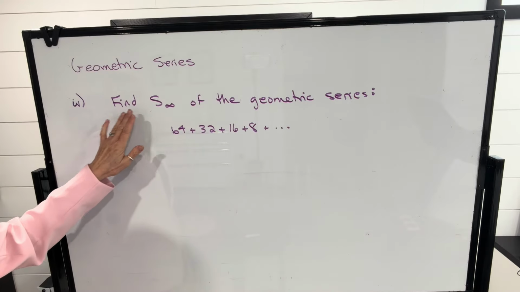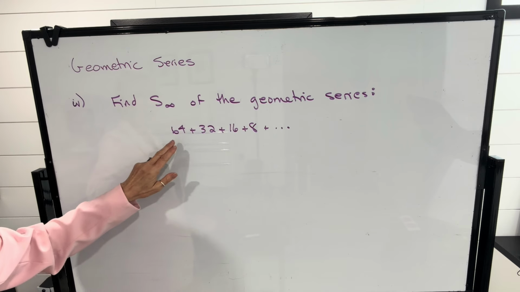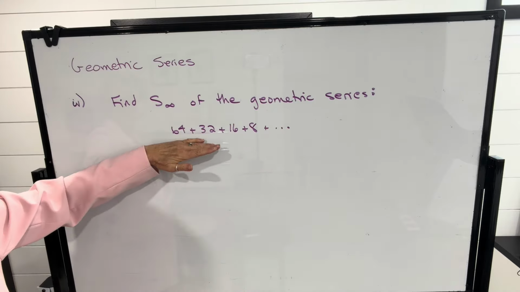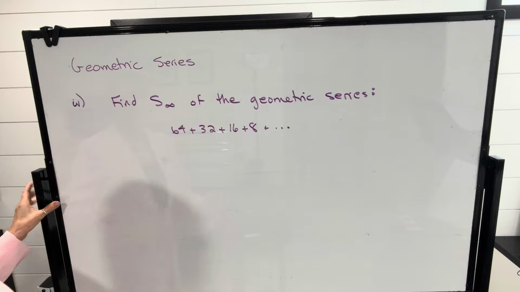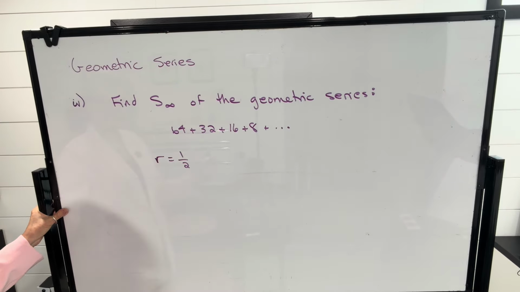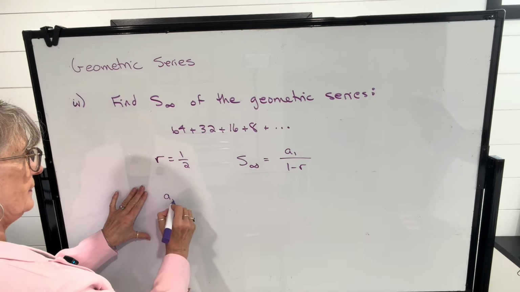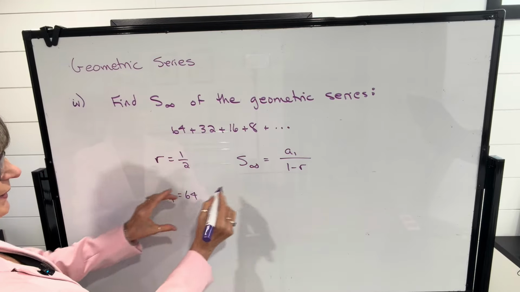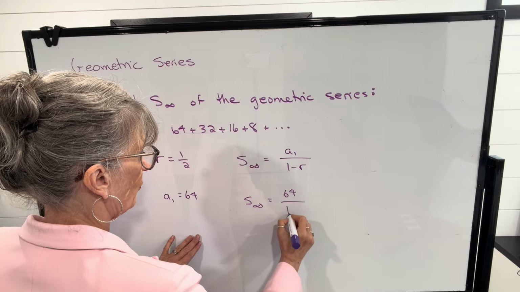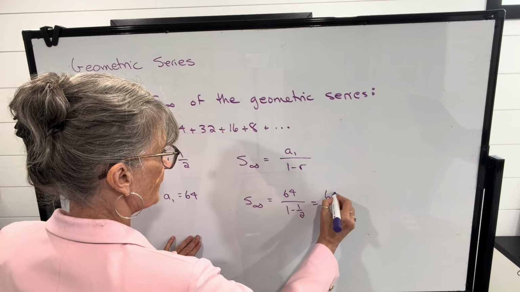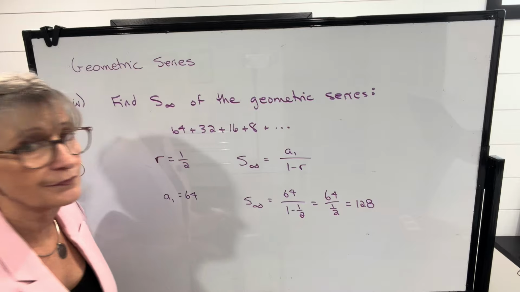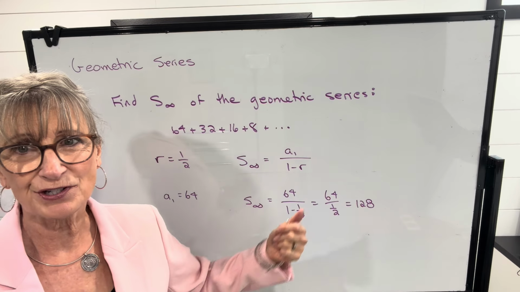Next example says find the infinite sum of the geometric series 64 plus 32 plus 16 plus 8 plus, and so on. So this is the example that we just did. We found that r was equal to 1/2. So because this value is less than 1, I know that this formula is going to work. We know a sub 1 is 64. So let's plug these into our formula. We get 64 divided by 1 minus 1/2, which is 64 divided by 1/2, which is 128. So that would be the infinite sum of this geometric series.